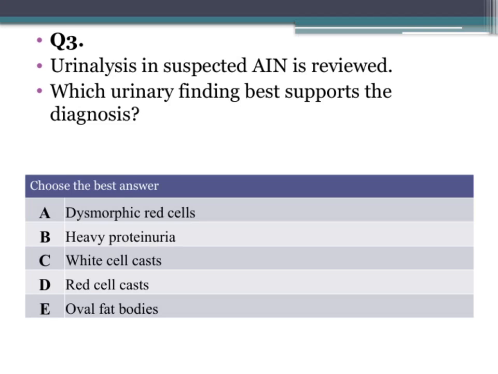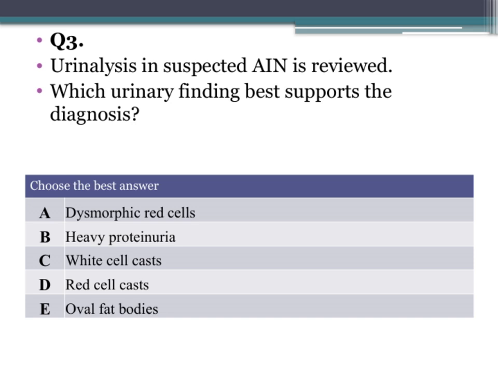All right, let's take a closer look at this question. We're asked to identify the urinary finding that best supports a diagnosis of acute interstitial nephritis, or AIN. When reviewing urinalysis in suspected AIN, certain findings can really point us in the right direction. Now, among the options, dysmorphic red cells are often associated with glomerular bleeding, but they aren't the most characteristic for AIN. Heavy proteinuria suggests significant protein loss, which is more typical of glomerular diseases.